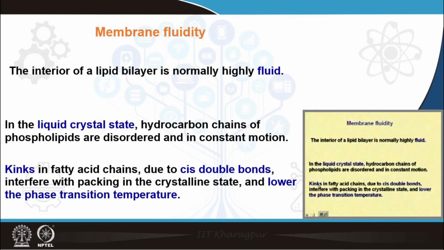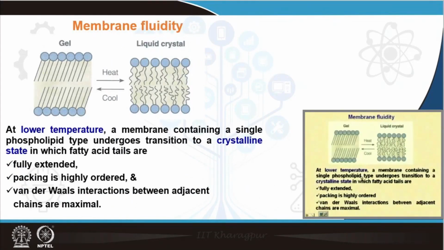The kinks we saw in the last class in the fatty acid chains are due to the cis double bonds, and they interfere with the packing in the crystalline state, and they lower what is called the phase transition temperature. Now, what is this phase transition temperature? When we consider membrane fluidity, if we have straight chains, we can form what is called a gel or a liquid crystal sort of state. We have a liquid crystal here and a gel.